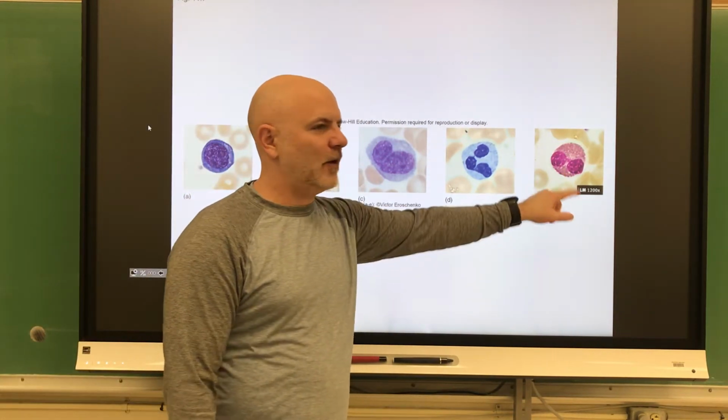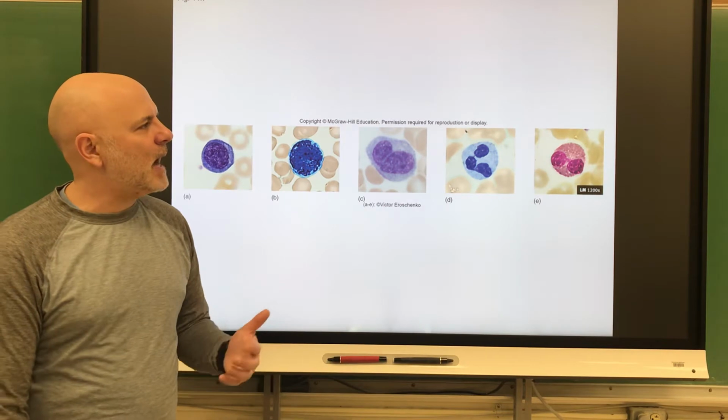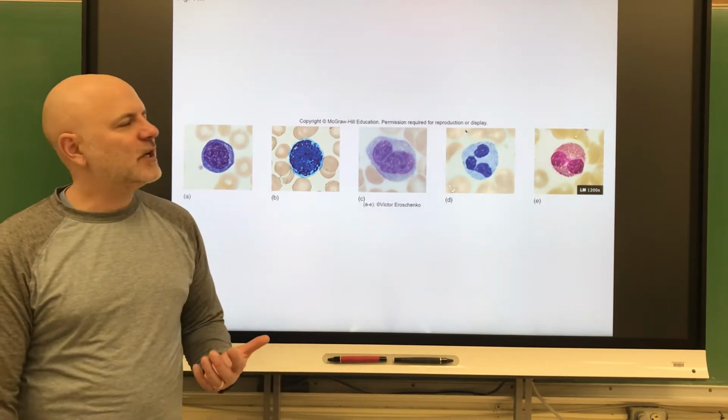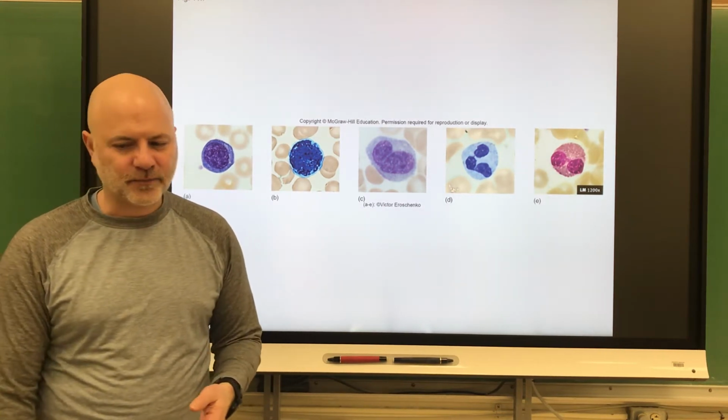Next are eosinophils. This is an eosinophil right there. Eosinophils are going to moderate inflammation, and they're also going to defend against parasitic worm infections.